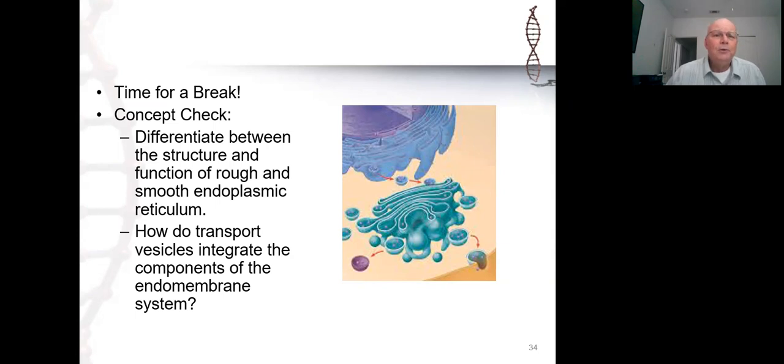So first one, differentiate between the structure and function of the rough and smooth endoplasmic reticulum. And number two, how do transport vesicles integrate the components of the endomembrane system? Imagine the Jeopardy music.